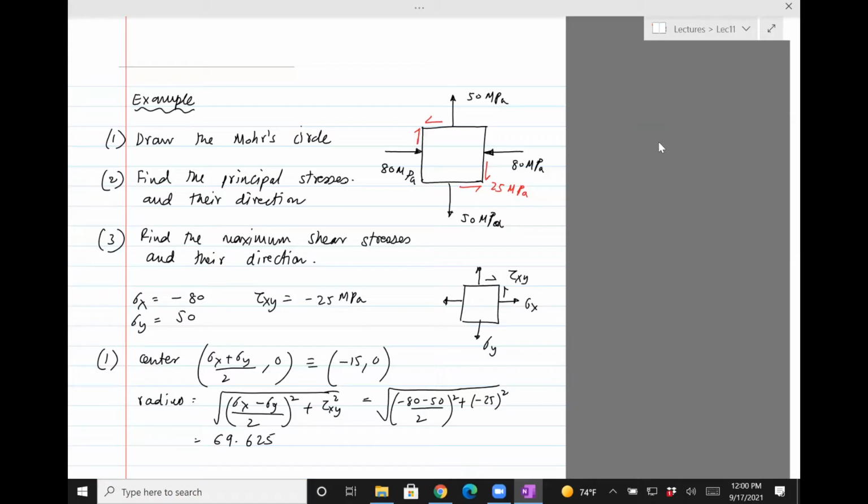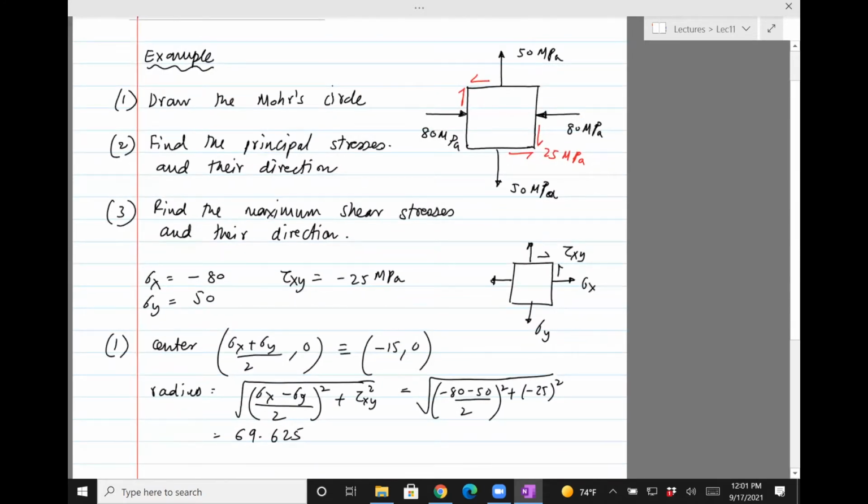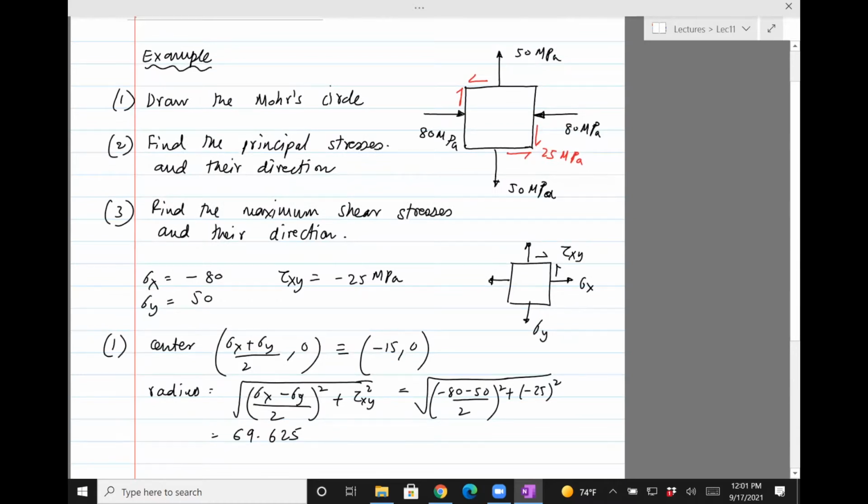Continuing from where we left last time, we were talking about Mohr Circle, how to use Mohr Circle to find the principal stresses and maximum and minimum shear stresses. So here is a problem based on Mohr Circle. That cube element is subjected to stresses as shown. We've got to draw the Mohr Circle, find the principal stresses and the direction, and then find the maximum and minimum shear stresses and their direction.